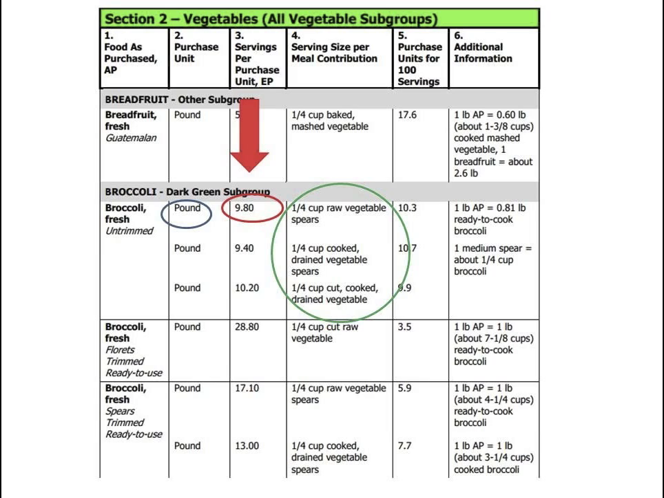The number in red tells us that we can get 9.8 1/4 cup ready-to-eat servings out of 1 pound of raw untrimmed broccoli. The information in the purple circle tells us that every pound of raw broccoli that we purchase equals 0.81 pounds of edible portion. This is because we cut, trim, and process the broccoli.